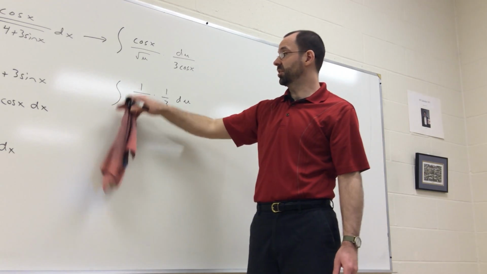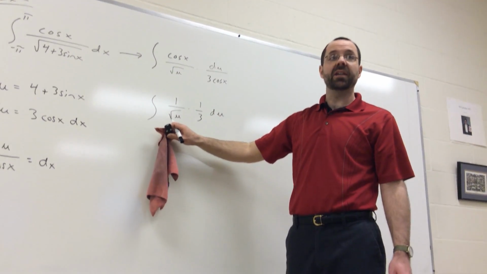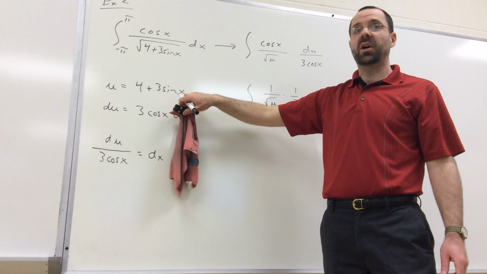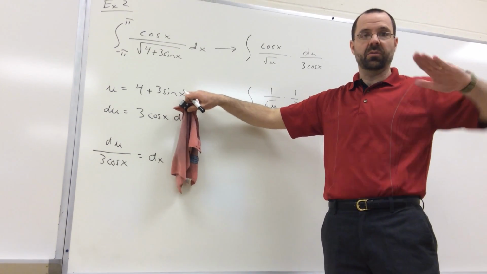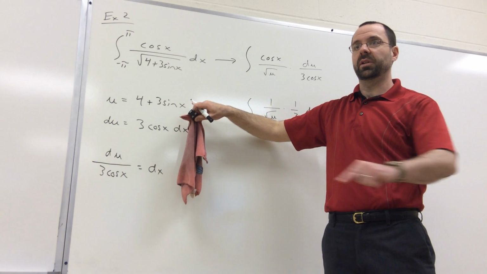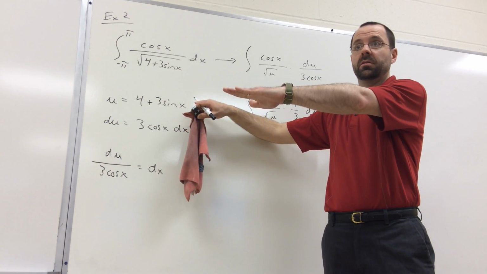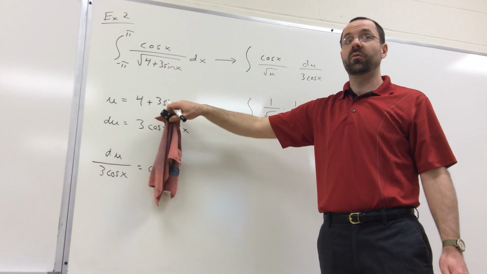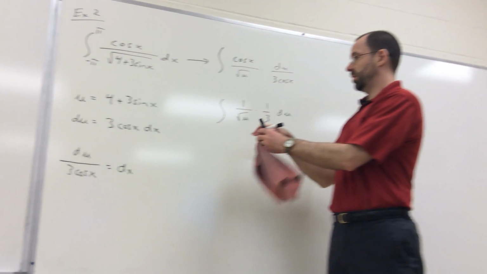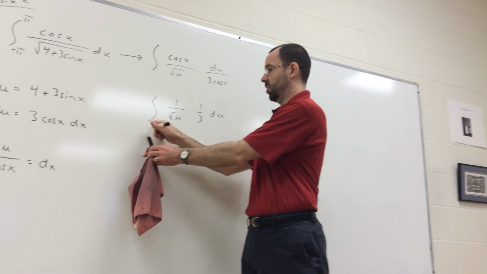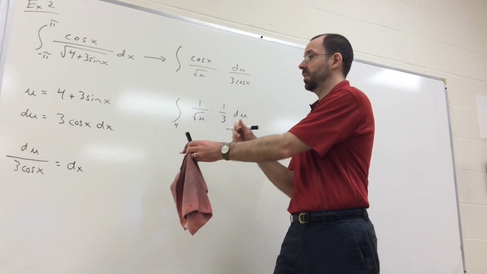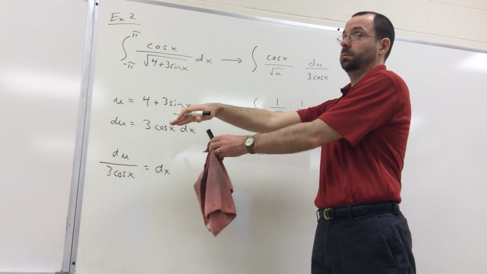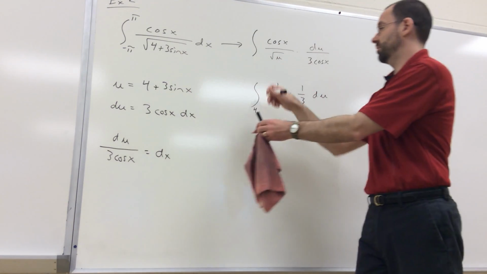Last thing I have to translate is these numbers, right? So I'm going to plug negative pi into my u formula. Sine of negative pi. See, negative pi is going this way, right? All the way to here. So it's 0. 3 times 0 is 0. 4 plus 0 is 4. So when x is negative pi, this number is 4. Then when x is pi, sine of pi is 0 as well. 3 times 0 is 0. 4 plus 0 is 4.